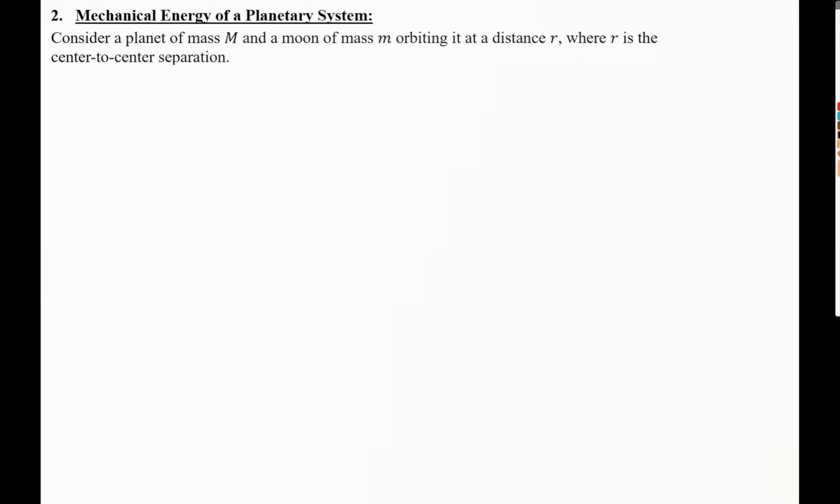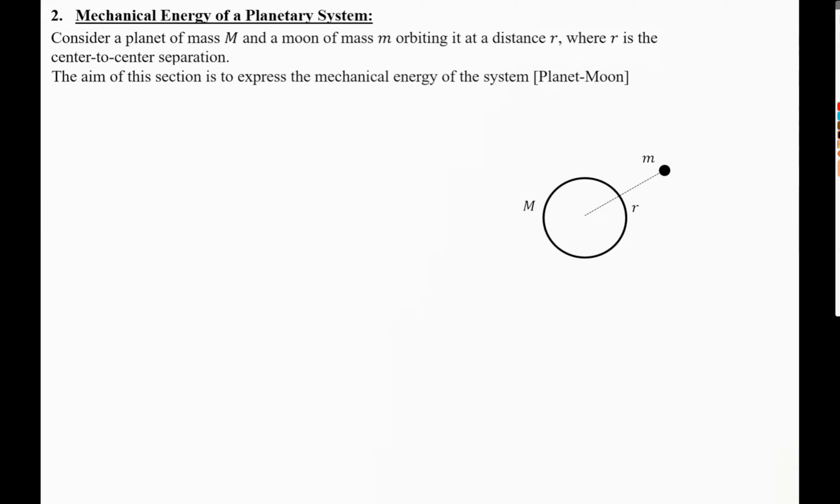Now moving to section 2, mechanical energy of a planetary system. So far everything that we have discussed is related to forces. Now we can interpret the same result using energy. Consider a planet of mass M and a moon of mass small m orbiting it at a distance r, where r is the center to center separation. The aim of this section is to express the mechanical energy of the system planet-moon. Take the PE level to be very far away, at r tends to infinity.